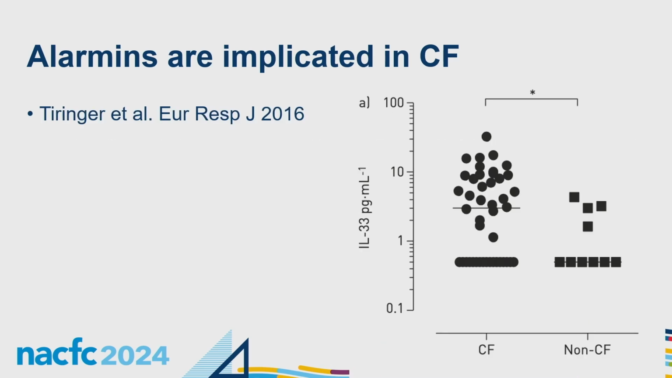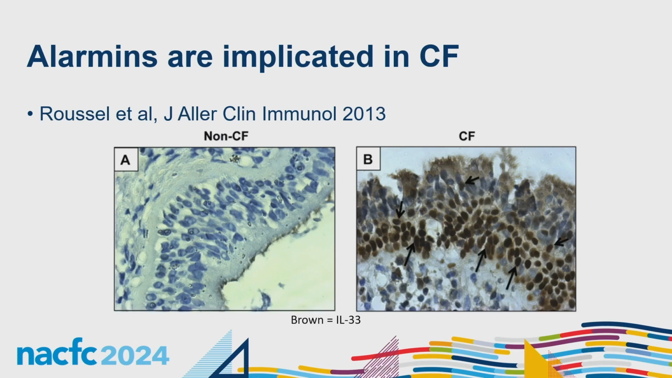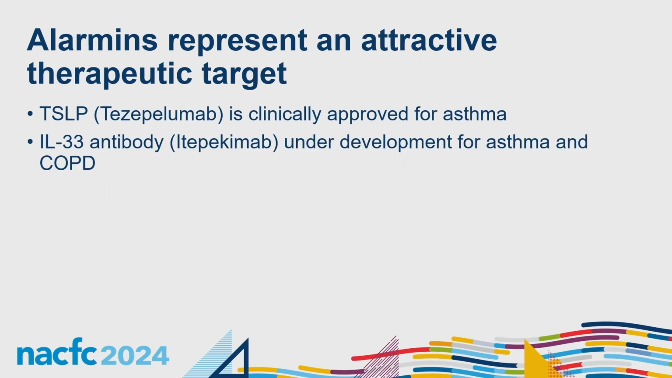Back in the pre-highly effective modulator era, it was shown that IL-33 is elevated in the BAL of people with CF in this paper from 2016, and also in explanted lungs of people with CF, IL-33 was markedly elevated in the airway epithelium there. The roles of the other alarmins, including TSLP and IL-25, are less studied in the setting of CF. At the same time, alarmins represent an attractive therapeutic target potentially.